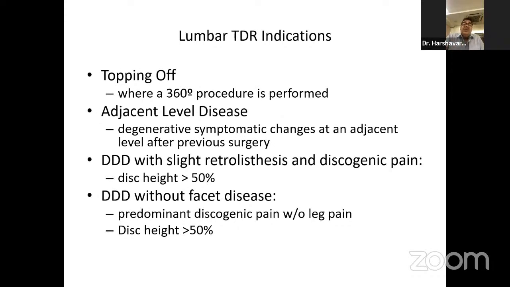So I don't think one needs to go into the details of this. I think it's the wrong slide with too much detail, but basically it prevents topping off. Topping off means if you fuse L4, L5, then there is a likelihood of L3, L4 going bad because of the fused segment below. This does not happen in an artificial disc replacement because the artificial disc restores the movement of that level. So there is no adjacent level disease, and degenerative disc disease is also an indication for total disc replacement. Next slide, please.